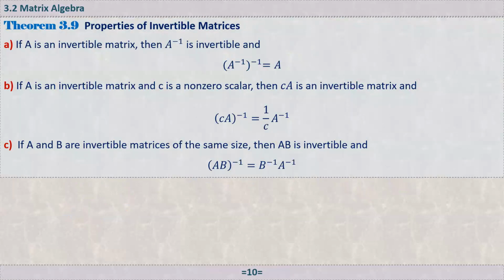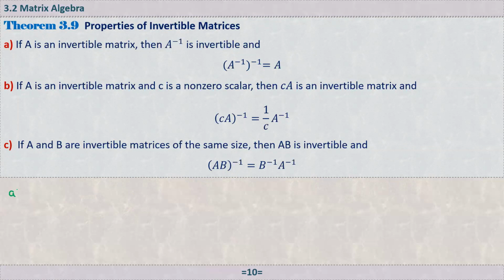So, properties of invertible matrices. If A is an invertible matrix, what we mean by invertible is that we can find a matrix A prime where A times A prime is equal to I. It says that then A inverse is invertible and its inverse is A. You can keep it in mind like the inverse of the inverse is just equal to A. This is how we remember this.